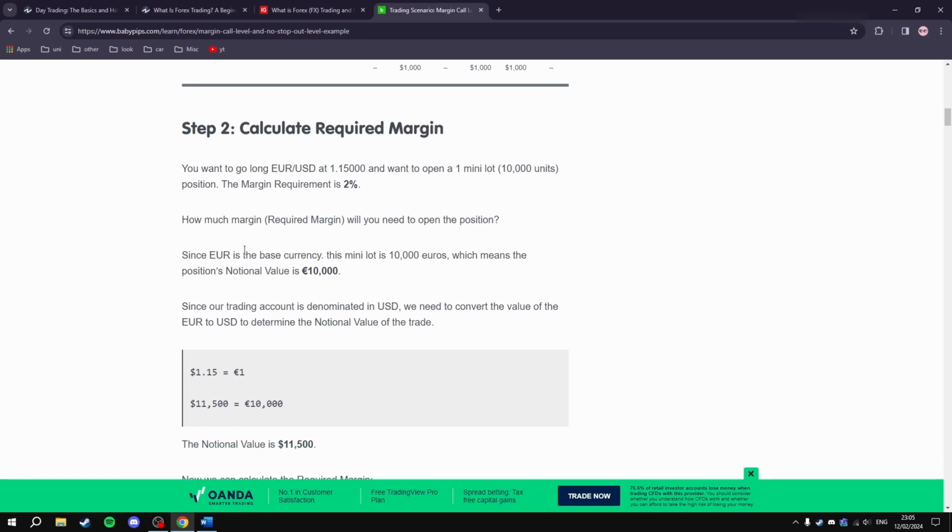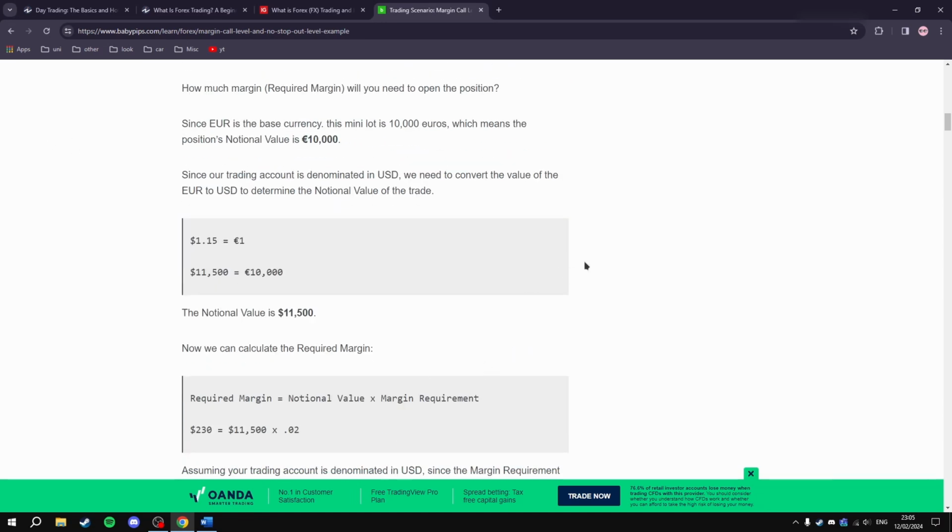Since EUR is the base currency, this mini lot is 10,000 euros, which means the position's notional value is 10,000 euros. Since our trading account is denominated in USD, we need to convert the value of the euro to USD to determine the notional value of the trade. So 1.15 dollars equals 1 euro, that's the exchange rate. The notional value is $11,500.